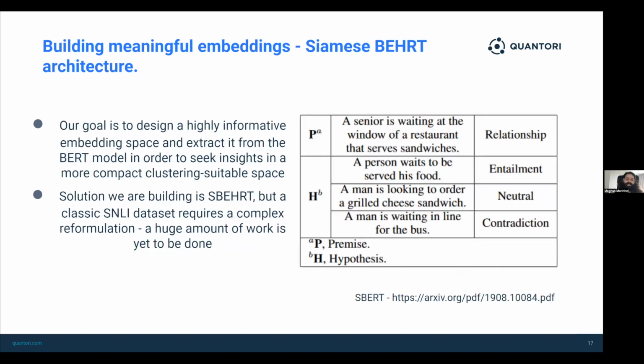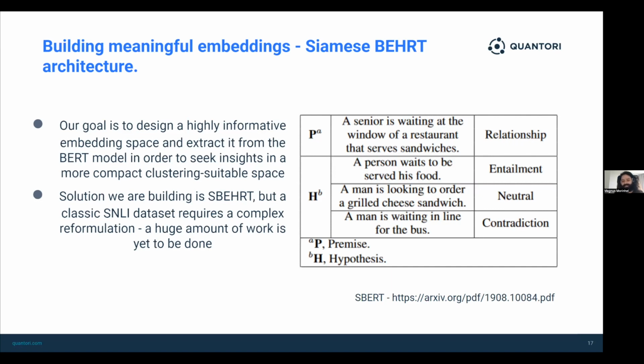So what goes next? Our goal was to design a highly informative embedding space, so we can do some analysis and get some insights from clustering and all of that. But the problem is the usual BERT models are not really suitable for that. We need some specific architecture and a task to solve to train the BERT in order to be useful for that.